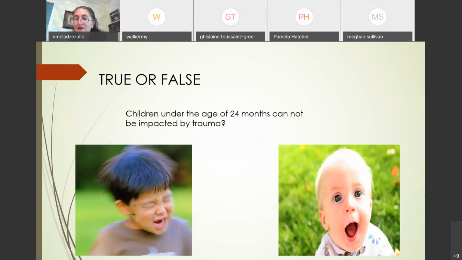I saw one false. Thank you, Meg. I definitely think that statement is false, and I would venture, based on my grandchildren's experience, that they were affected by trauma not only under the age of 24 months, but within the womb. Thank you, Gladys. You're correct. And then I get two more replies in the chat.